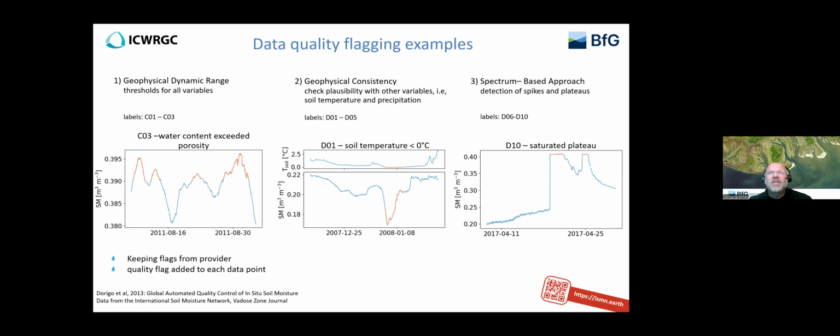The second category is geophysical consistency. So we take another variable, for this example, we take soil temperature, and we are flagging the soil moisture data as dubious when the soil temperature goes below 0, because then oftentimes the measurement principle of the soil moisture probes is not valid anymore. And then we have some spectrum-based approaches using the first and second order derivative of the time series, and there we detect spikes and plateaus, for example.